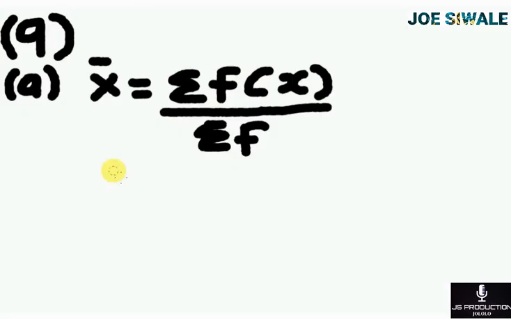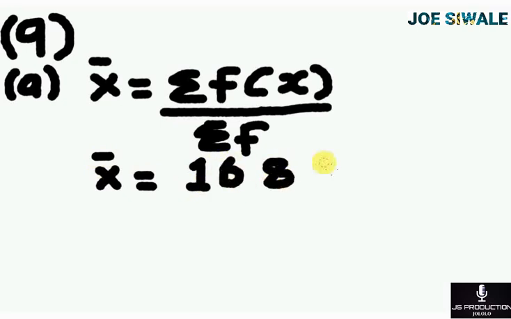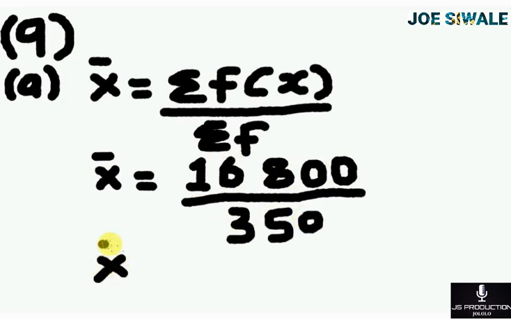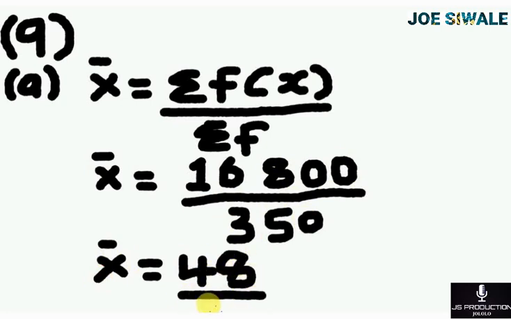So the mean is found by the formula which says the summation of f of x over the summation of f. So the summation of f of x is 16,800 divided by the summation of f, which is 350. So I'll say mean is equal to 16,800 divided by 350, which is 48.